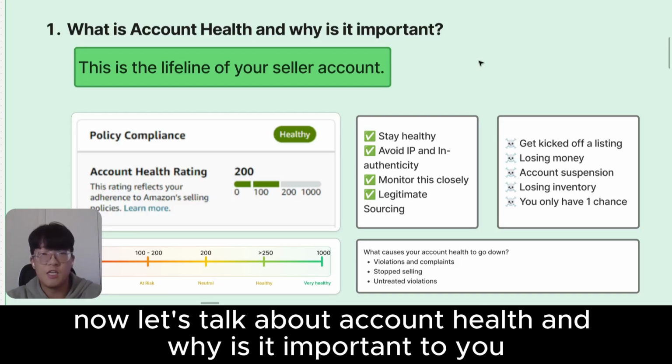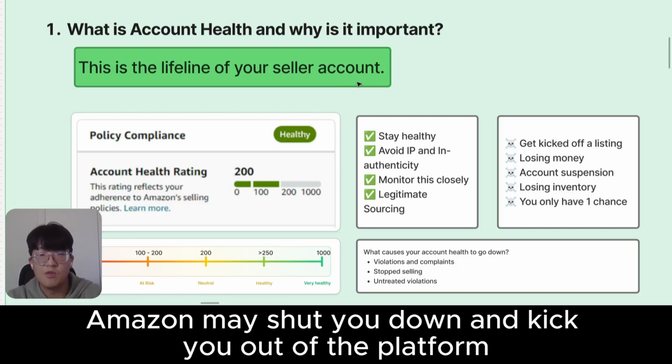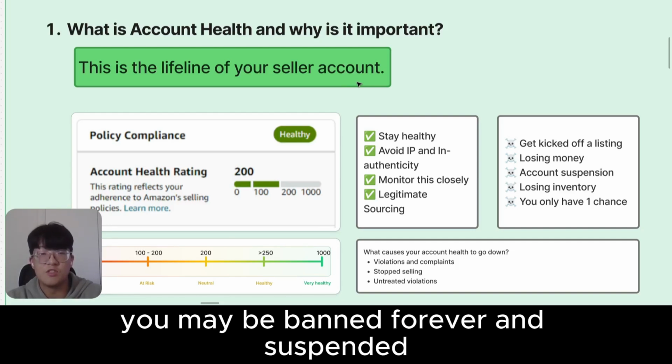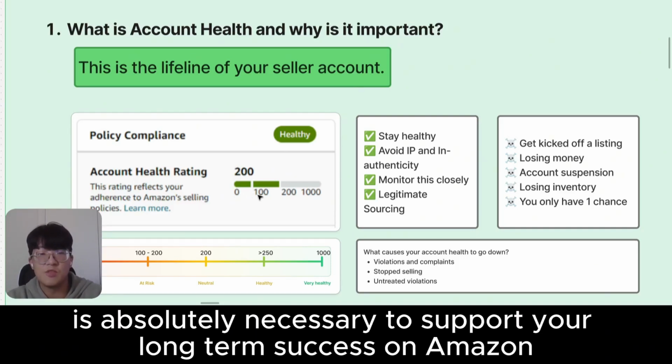Now let's talk about account health and why it is important to you, because this is the lifeline of your Amazon seller account. If you don't have good account health, Amazon may shut you down and kick you out of the platform. You may be banned forever or suspended. You can't even come back or appeal. So staying healthy is absolutely necessary to support your long-term success on Amazon.